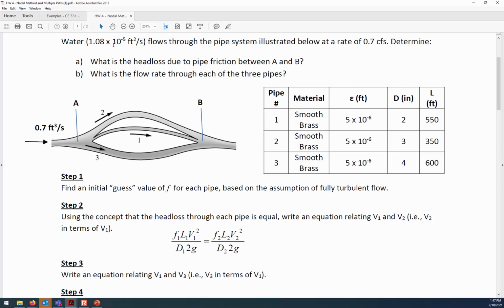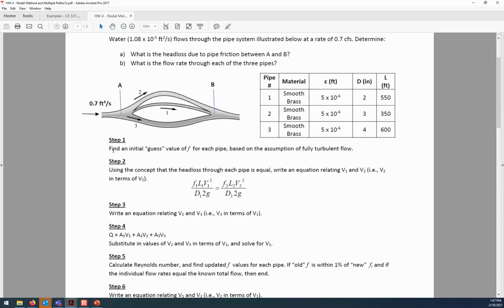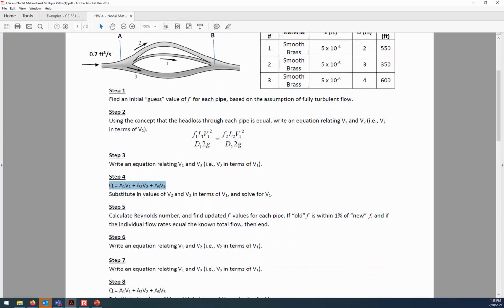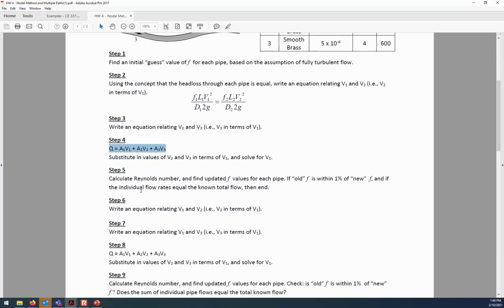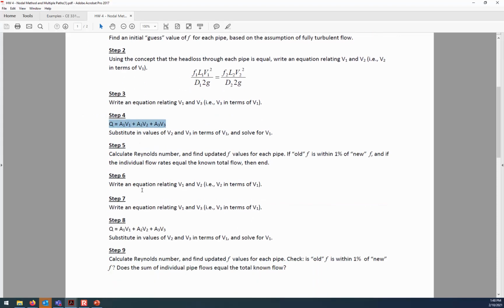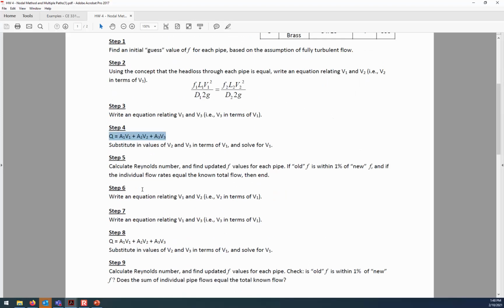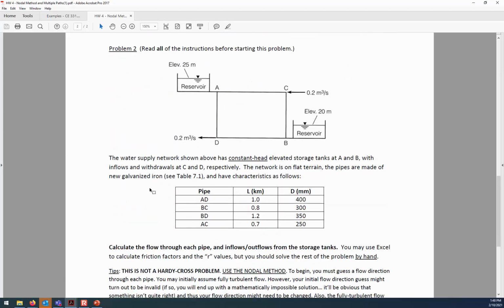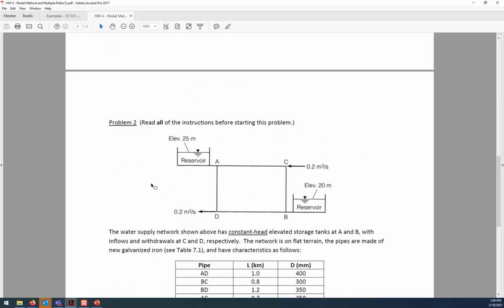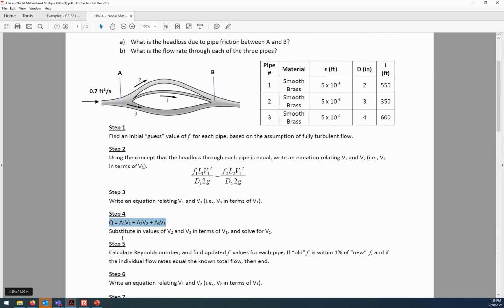And so I'm kind of giving you the step-by-step here. First, use an initial guess for each pipe based on fully turbulent flow. Write the V1 and V2 in terms of each other. Now write an expression of 1 in terms of 3. Then substitute it all into the continuity equation. So, I don't know, I feel like maybe I gave you too many hints on this one. But I don't always do it that way. I certainly didn't give you too many hints on problem 2. I gave you just the right amount of hints on problem 2. Any questions about this nodal method?